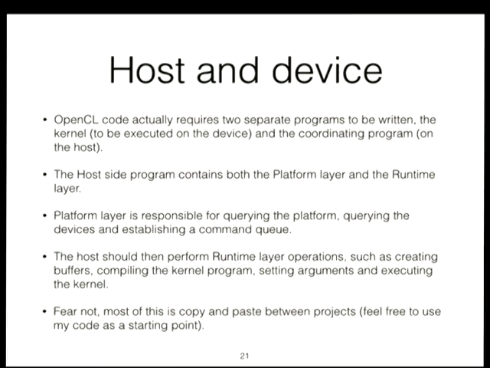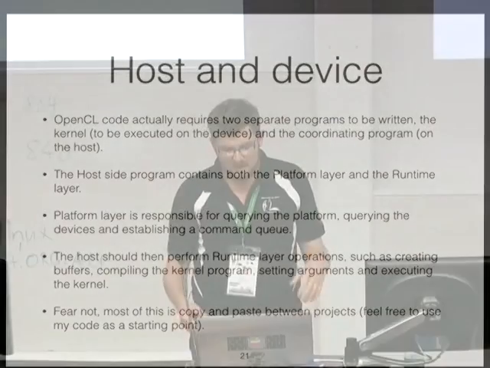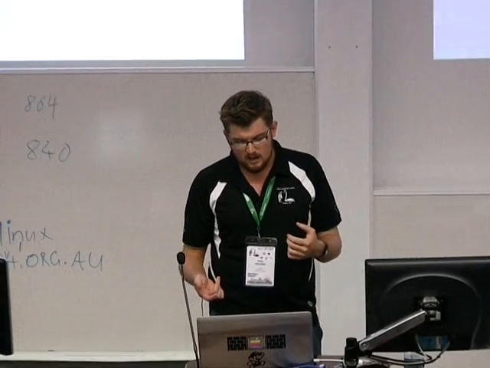But the principal component is there are two programs you have to actually write to get your OpenCL code running. So there's a host and device side. The host side has a platform layer and a runtime layer. The platform layer is responsible for querying the platform and the device and establishing a command queue. Different platforms would be, for example, if I have NVIDIA cards on my system, and I also have an Intel processor. And then you specifically say which card you want to use.